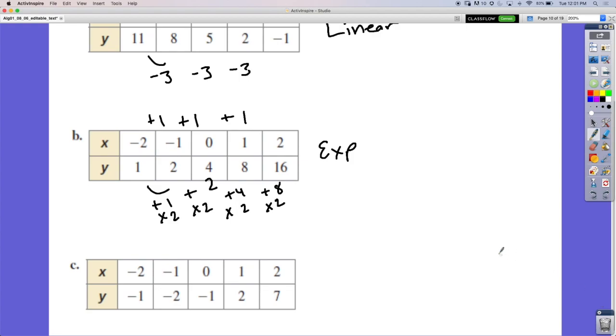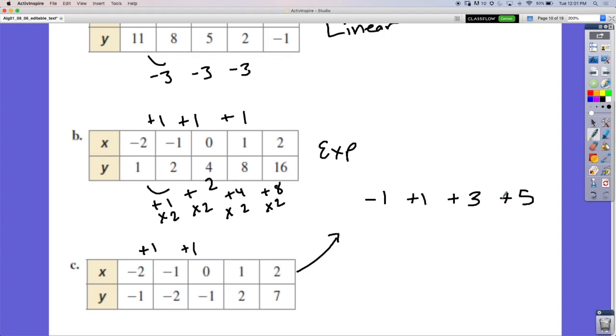We're going to scroll down here. There's a third one. The change here is plus 1. The change here is... Now, I'm going to write this on the side just because there's more space. Do you notice the first change is minus 1? The next change is plus 1. The next change is plus 3. And the next change is plus 5. I'm not noticing any addition constant, and I'm not noticing any multiplication constant.